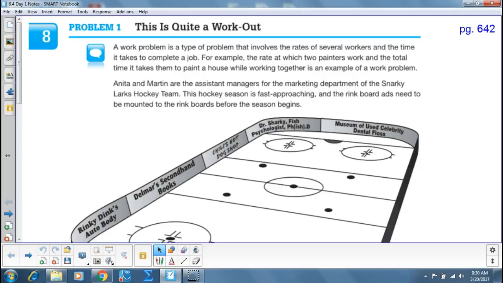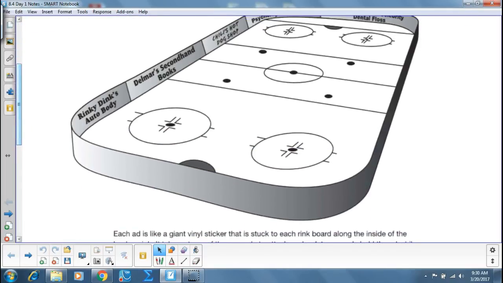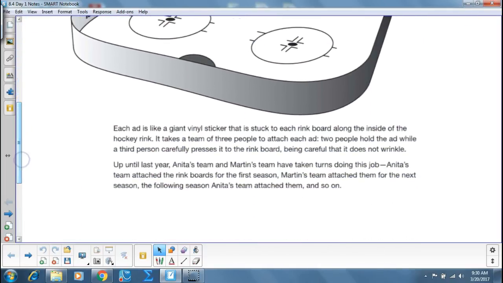Okay? So, Anita and Martin are the assistant managers for the marketing department of the Snarky Larks hockey team. This hockey season is fast approaching, and the rink board ads need to be mounted to the rink boards before the season begins. Each ad is like a giant vinyl sticker that is stuck to the rink boards along the inside of the hockey rink. It takes a team of 3 people to attach each ad: 2 people to hold the ad while the third person carefully presses it to the rink board, being careful that it does not wrinkle.